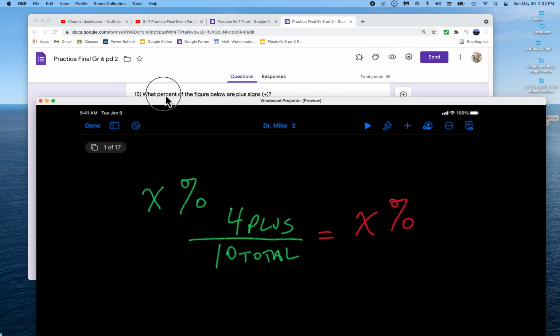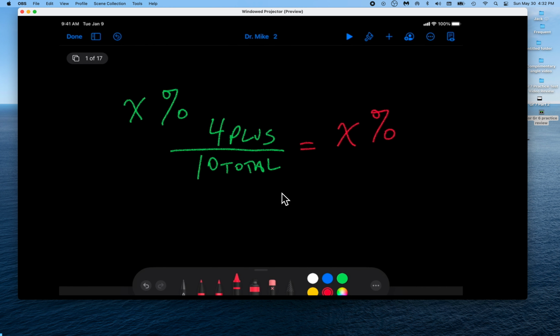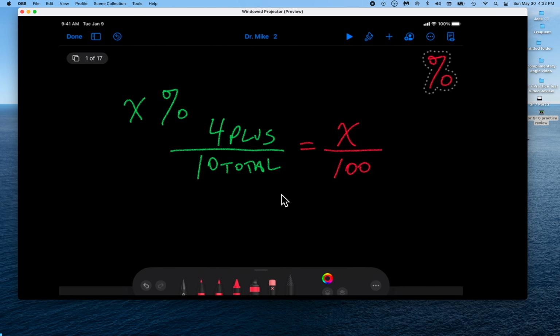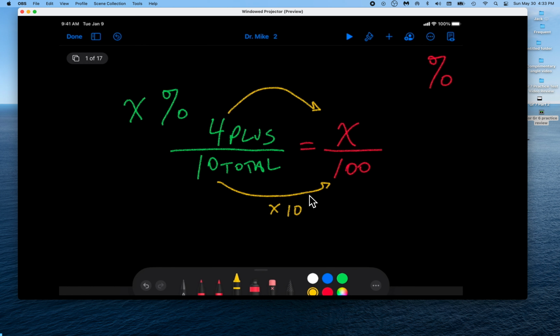Okay. Now, remember, this percent sign can be replaced by division by 100. So we take away the percent sign and we replace it with division by 100. Now we have a situation where we have to solve for x. And the way to do this is to ask yourself, how did I get from 10 to 100? The answer is you multiplied by 10. You do the same thing to the numerator to find the unknown. You multiply the 4 by 10 and you get 40. So that's your answer.